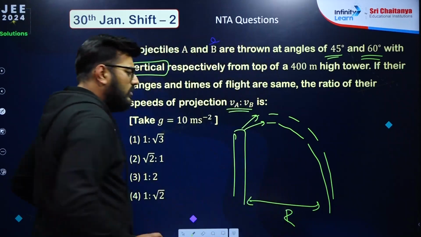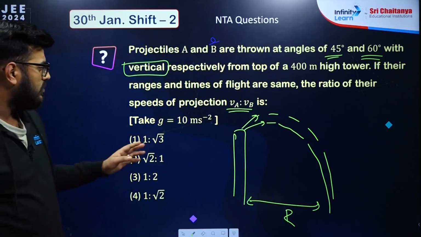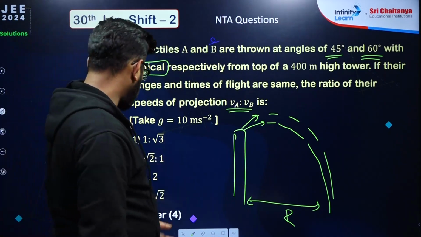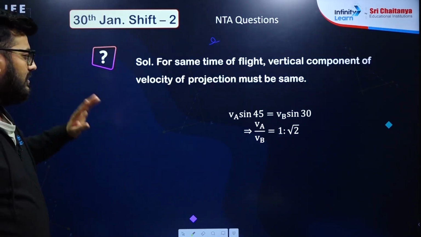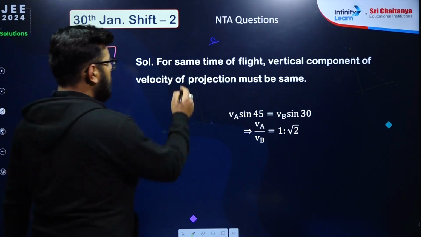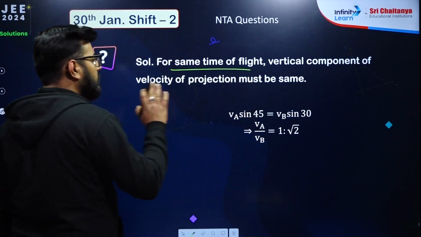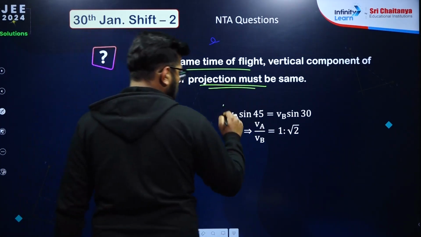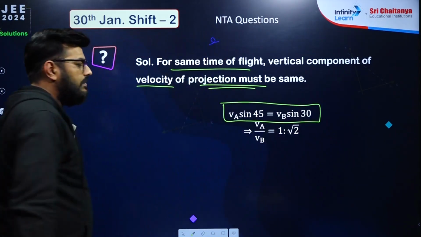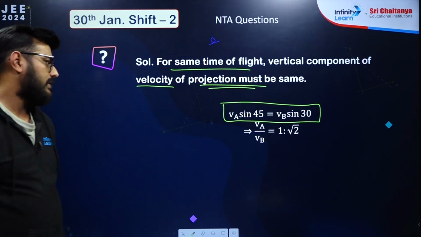So just by drawing down the components, you will be very easily able to solve this up, and the correct answer over here is going to be 1:√2. Simple process, nothing much to worry about. And basically for the same time of flight, yes, for the same time of flight, vertical component of velocity of projectile must be same. Yes, the vertical component should be same.